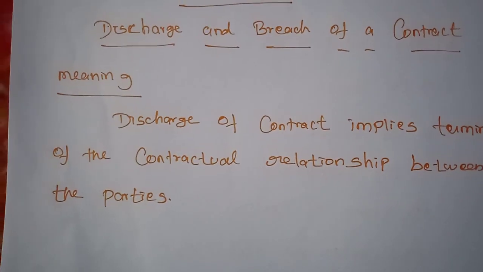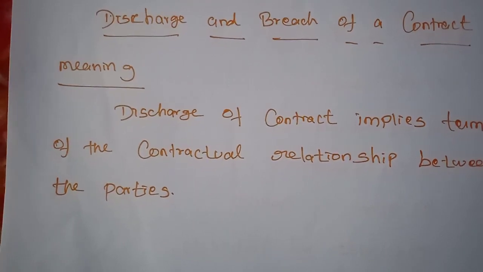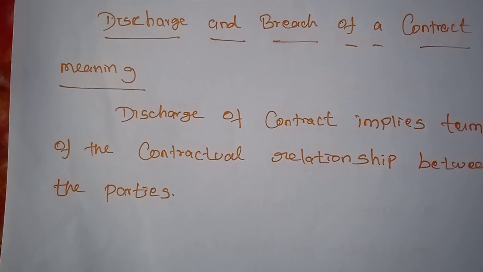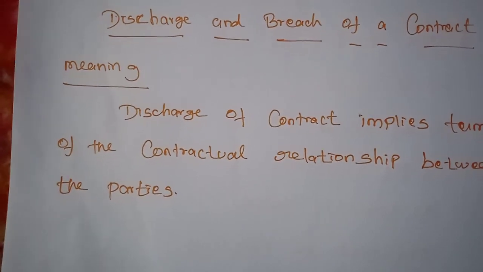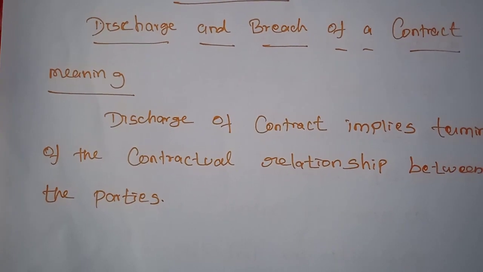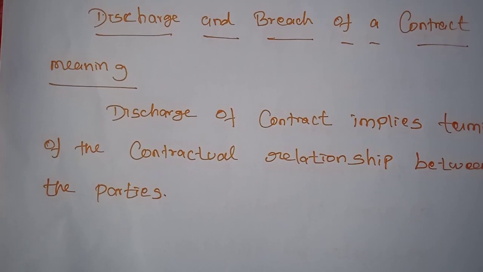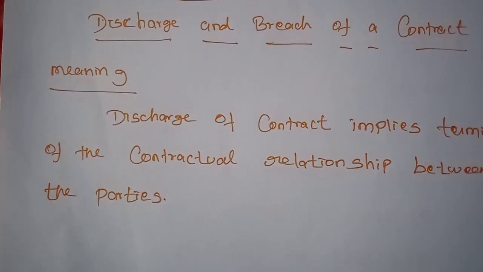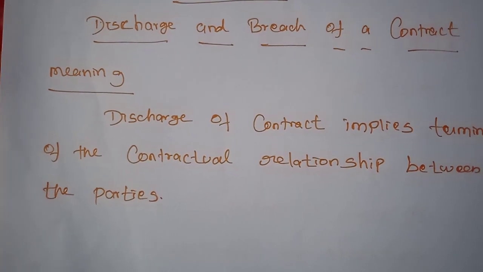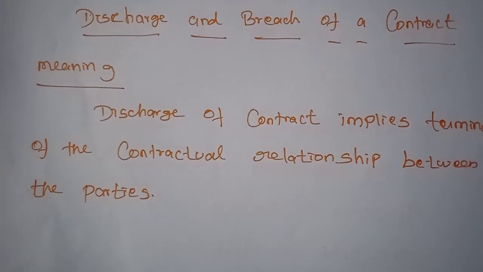A contract is discharged if it ceases to operate and when the rights and obligations created by it come to an end. But sometimes other rights and obligations may arise as a result of discharge of the contract. These are independent of the original contract, because in some other ways also the contract may come to an end.